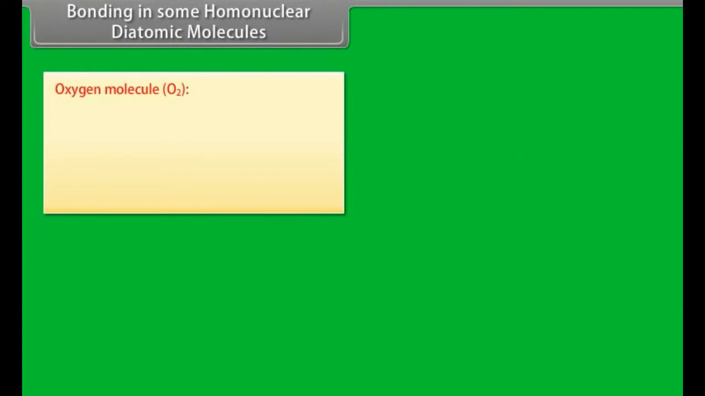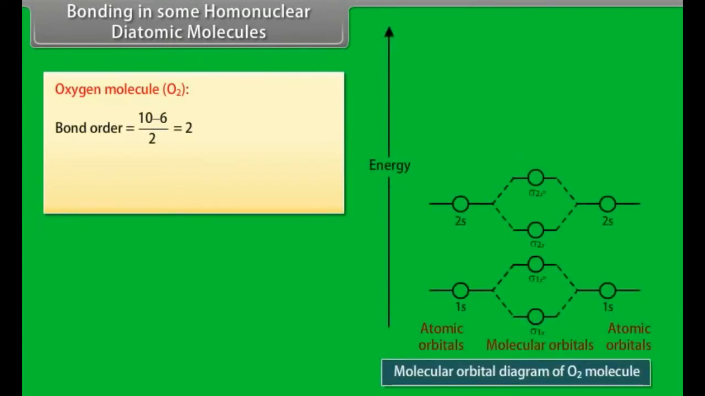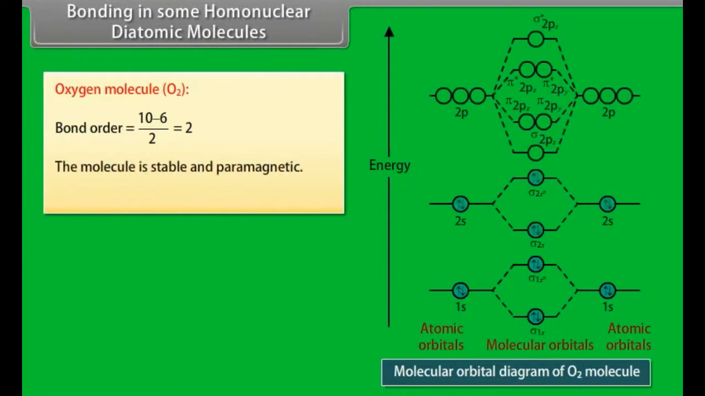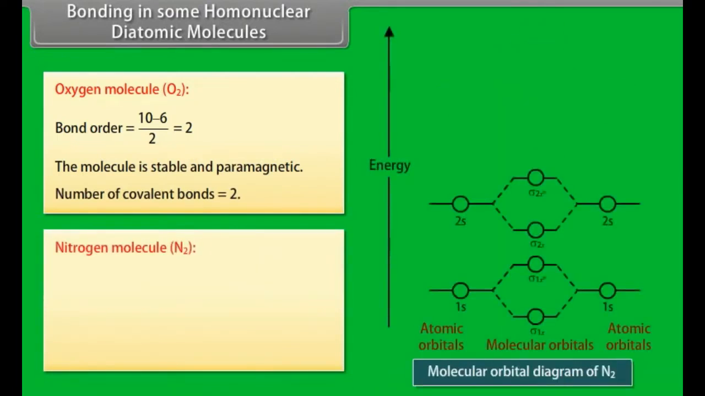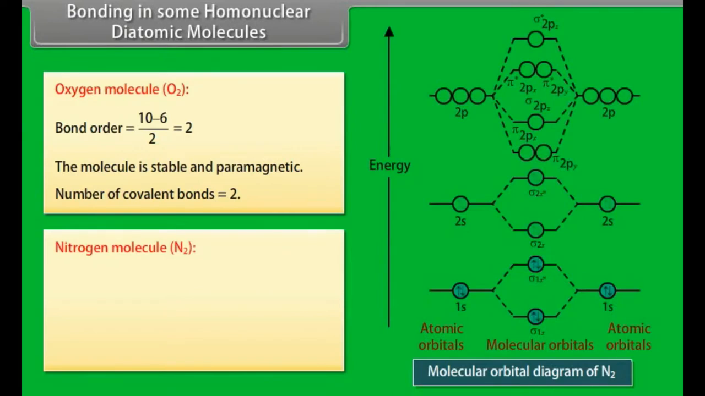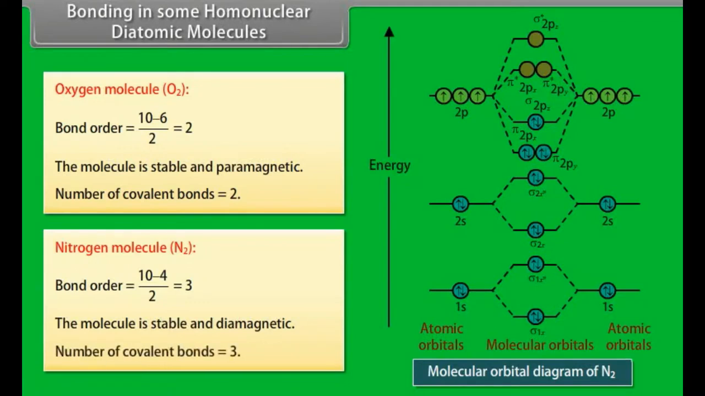Oxygen molecule, O2. The value of bond order is 2. The molecule is stable and paramagnetic. Number of covalent bonds is equal to 2. Nitrogen molecule, N2. The value of bond order is 3. The molecule is stable and diamagnetic. Number of covalent bonds is equal to 3.